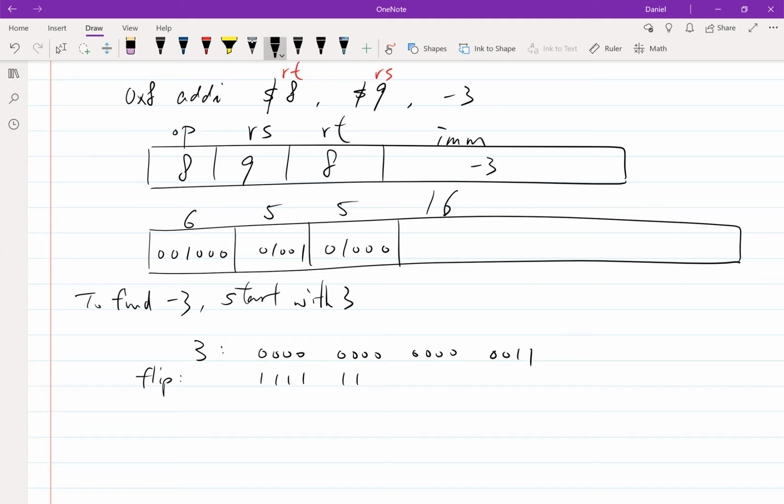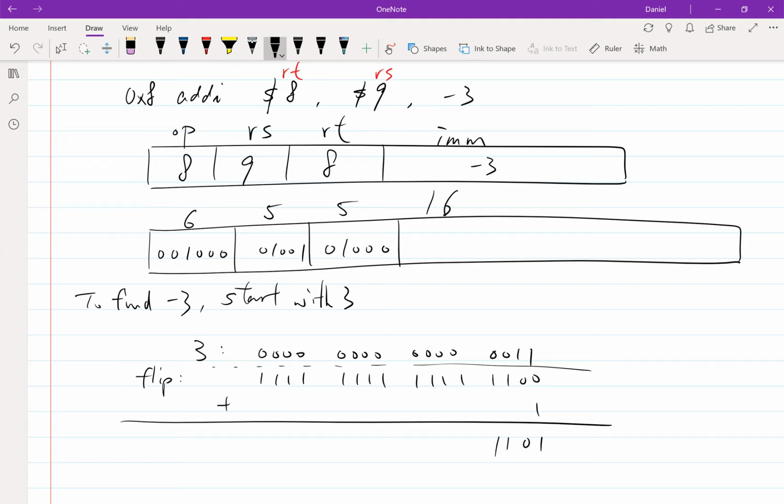So you have 1100. And what do you do? Add 1, right? So I should do it here. Add 1. And you have 1101. Okay. So you're just adding 1 to the flipped version, okay? And then 1111 and so on. So this is your negative 3, okay? So in order to find negative 3, you just flip the positive 3 and add 1 to it, okay?